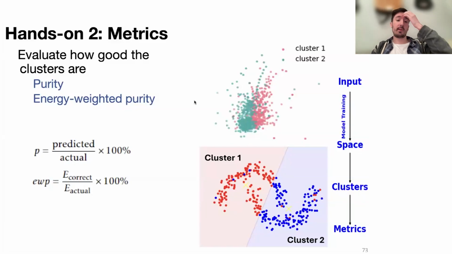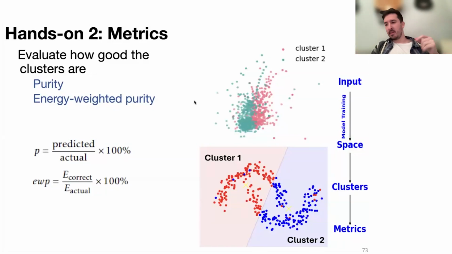The metrics we're using here are purity and energy-weighted purity. What purity is: you look at the clusters that you made with k-means on the model output, and you see how much of that cluster is made of the same particle, right? If cluster 1, which is supposed to be particle 1, has 95% purity, that means 95% of the measurements inside of that cluster are particle 1, right?